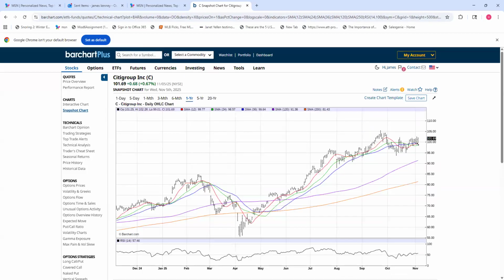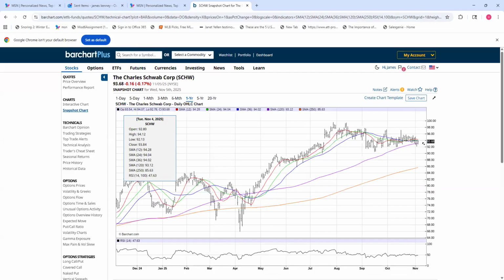These things are all coming together on Citigroup. It's not going to stay the same. Options are pretty reasonably priced. I'm expecting something big out of Citigroup. I'm also expecting something big out of Charlie, Charlie Schwab. They're all together there.